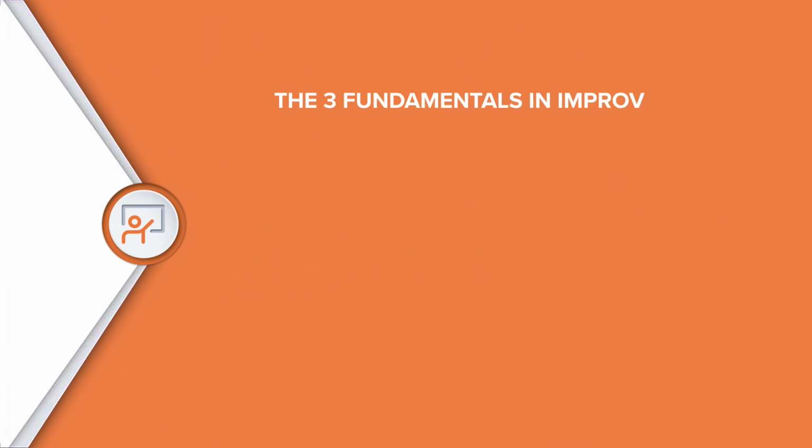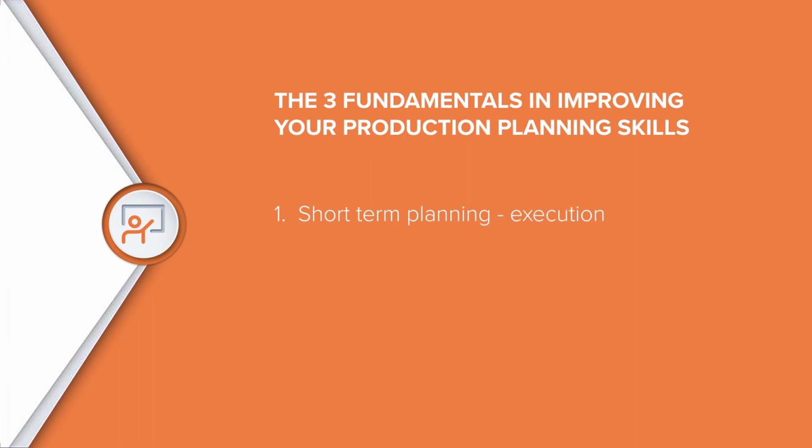Firstly, we have short-term planning, which is commonly known as the execution plan. This is where we review the day-to-day requirements of the customer and align them to the production plan to ensure that we hit all of our targets. This cycle normally takes 1 to 2 weeks.